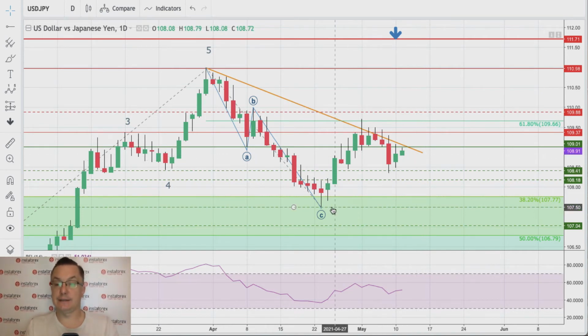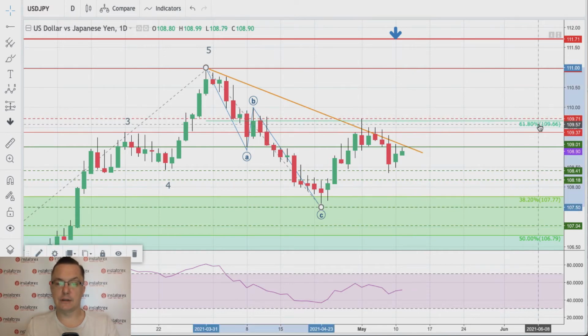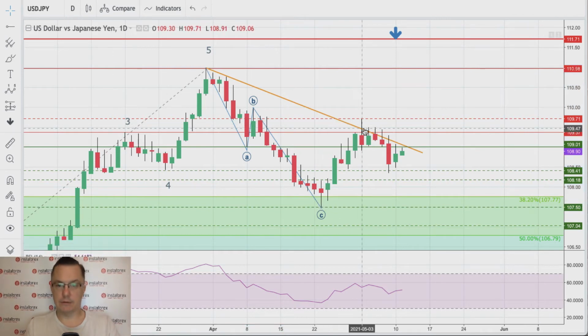Of course, the target is below the 38%. The target is technical target 107.50. So that's the target for our current scenario. Of course, another assumption: we cannot break back above the short-term trend line. So right now the Fibonacci is out of the chart, so I will just delete it.